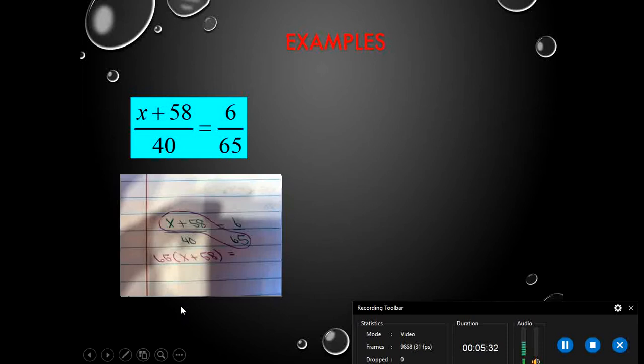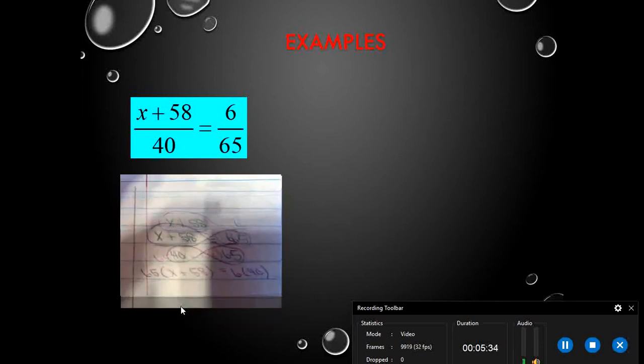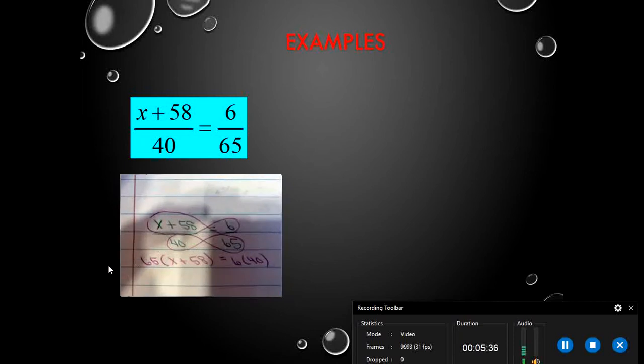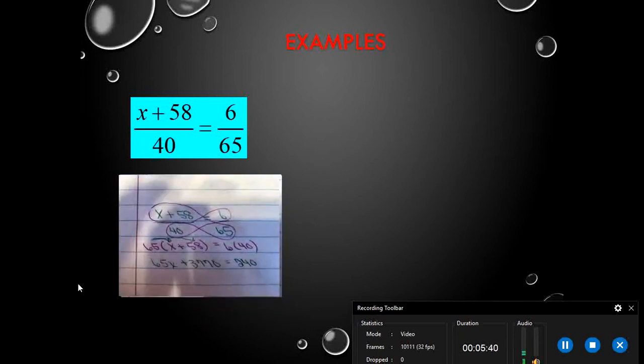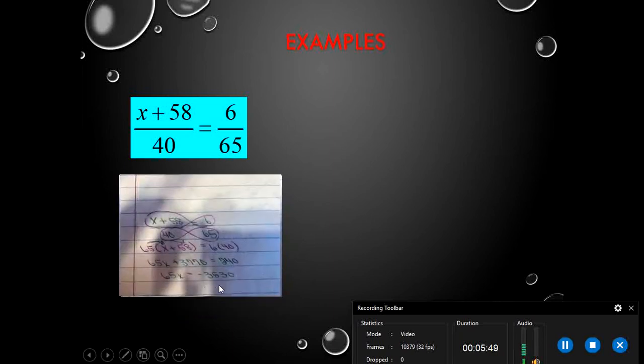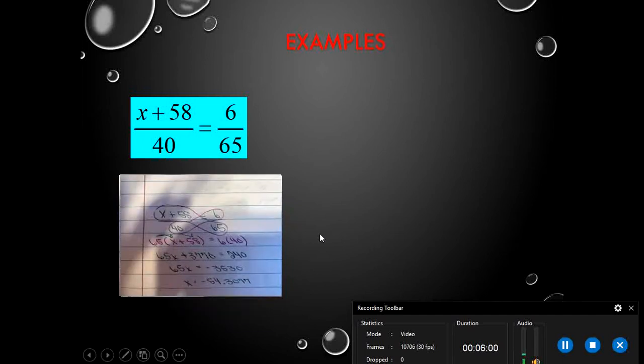Then we can go ahead and multiply 6 times 40. And now I'm going to distribute the 65 to both the x and the 58, and I'm going to multiply 6 times 40. So this is a two-step equation. We're going to subtract off 3,770, and that will leave me with a negative value on the right. This is okay. Values of x could be negative to show that we have equal ratios. And ultimately, we're going to divide by 65, and we have a negative answer that I've left unrounded.